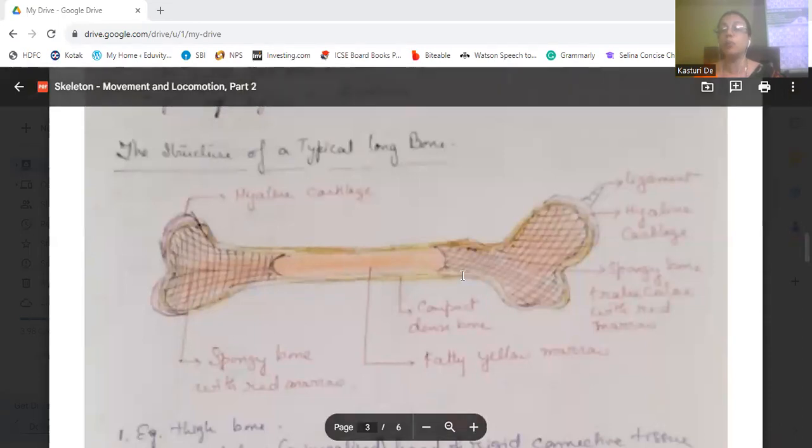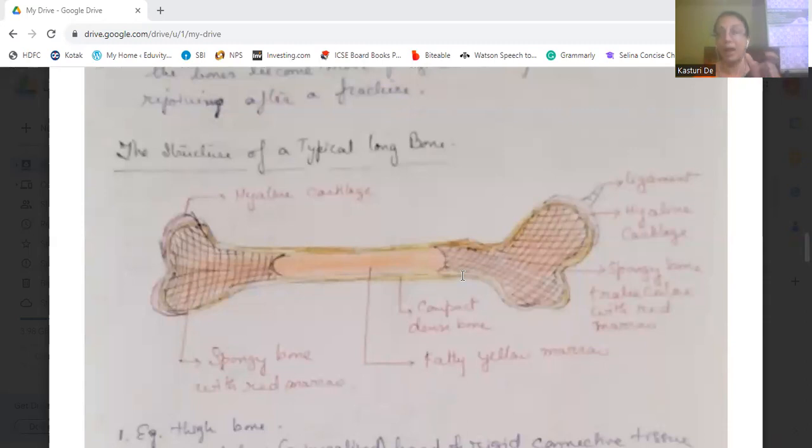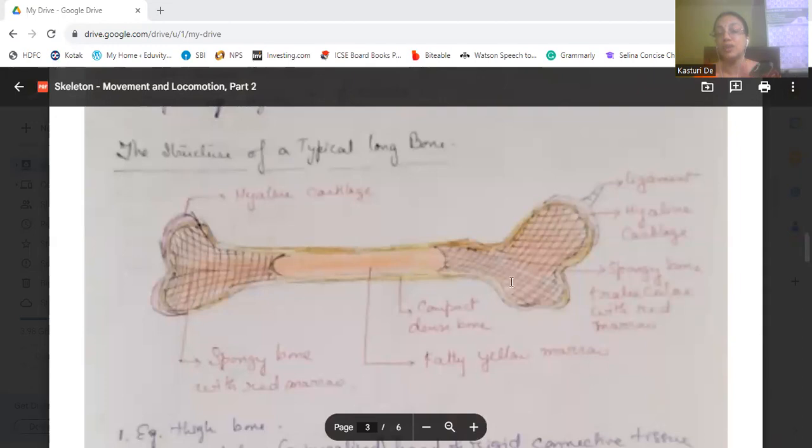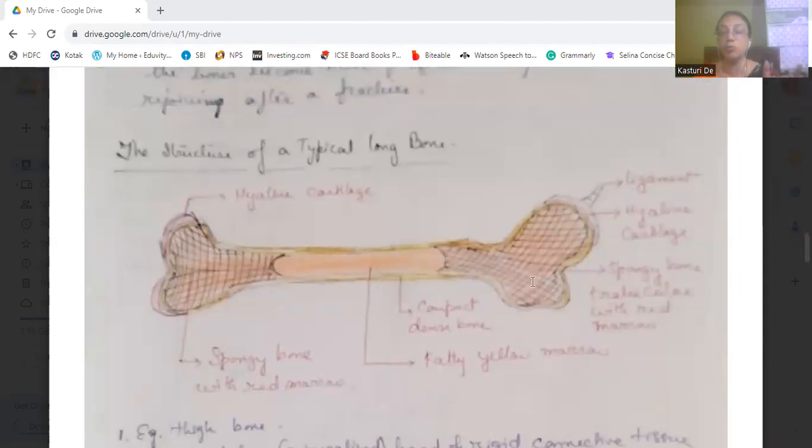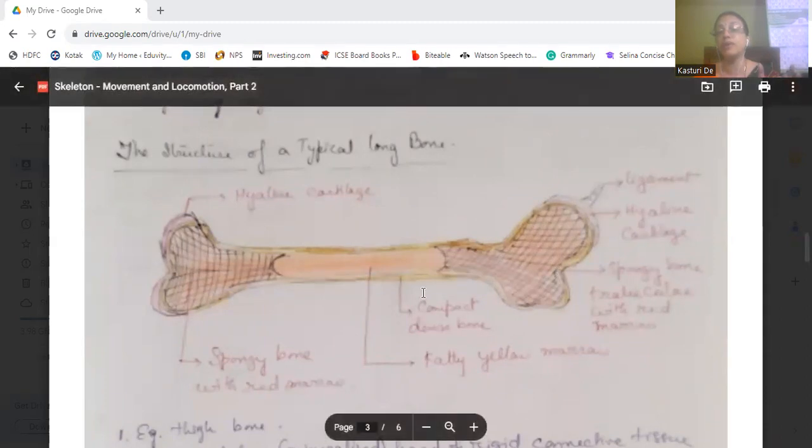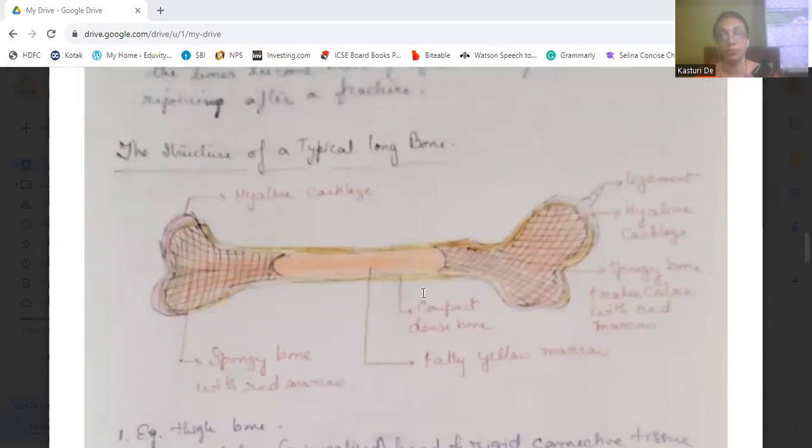At the center of the bone is the compact bone, which is a dense bone. The two sides have spongy bone with the red bone marrow. And at the center of the bone, they have fatty yellow marrow.